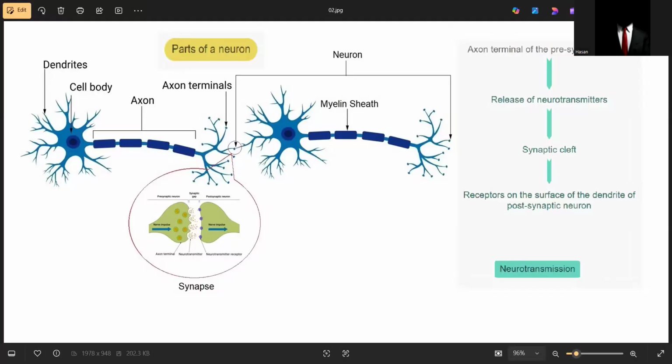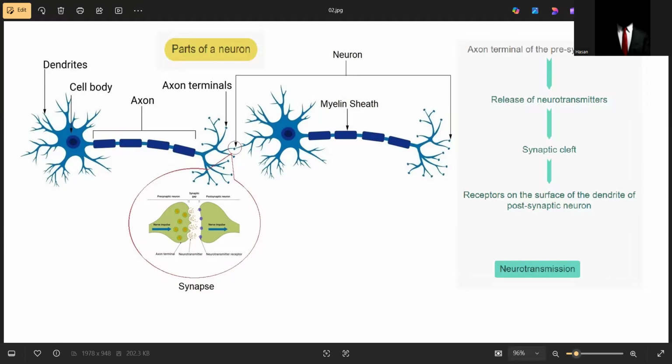I'm presenting a mind map on neuron and neurotransmission. Neurons are specialized cells in our body that receive, process, store, and pass information. On average, there are 86 billion neurons in a human brain, and each neuron has around 1,000 connections to its adjacent neurons.